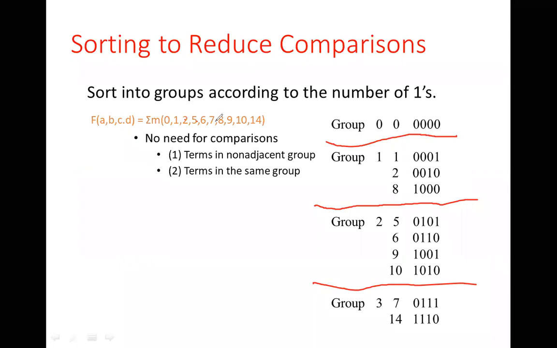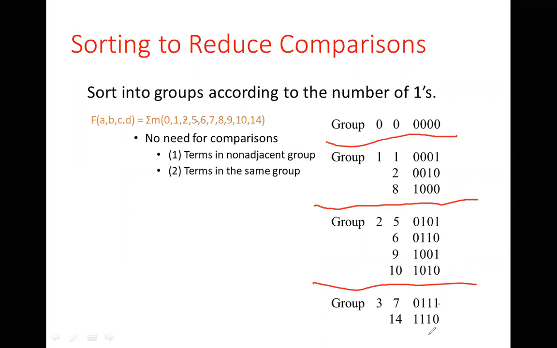Then come to 7. How many ones does it have? 7 has 3 ones. 0, 1, 1, 1. So I put it in group 3 with 3 ones. Next I have 8. 8 is 1, 0, 0, 0. So I put it in group 1, which has 1 one. 9 has 2 ones, so I put it in group 2. 10 has 2 ones. 14 has 3 ones.